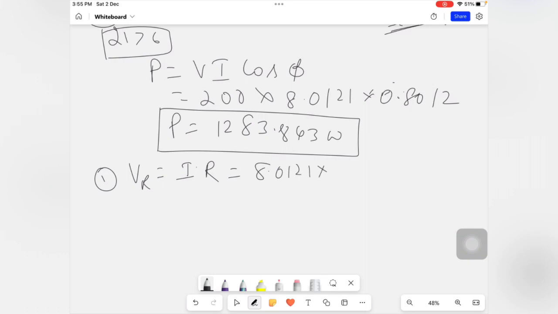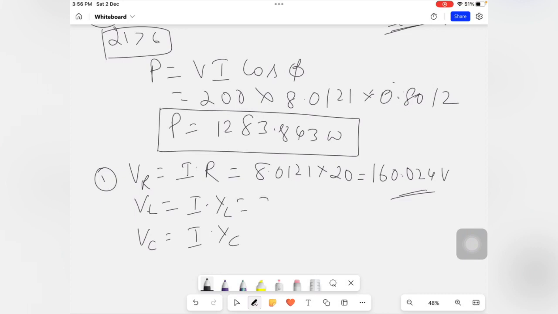8.0121 and resistance value is 20. So its drop is around 160.024 volts. Okay, similarly what is the drop across inductor, that is VL. VL is nothing but I into XL. Similarly a drop across capacitor is VC, that is given by I into XC, we are already calculating all those things.